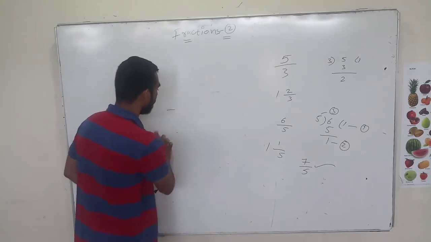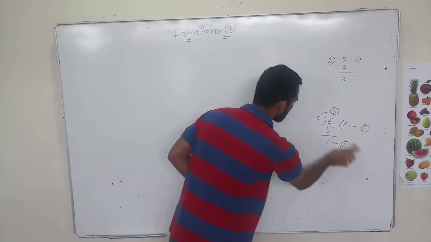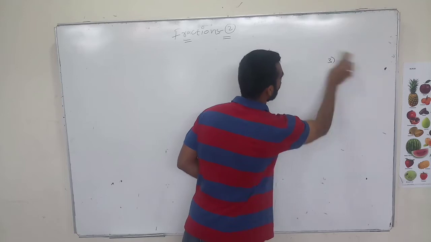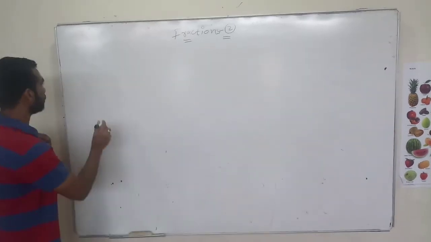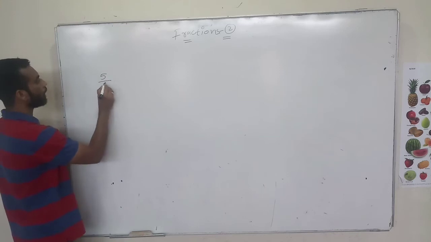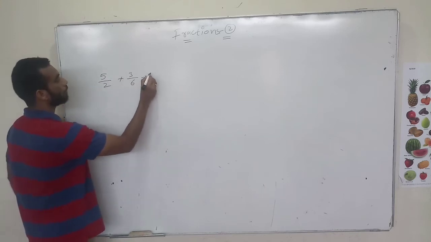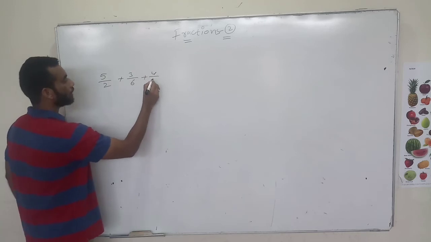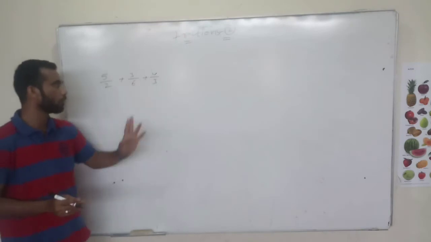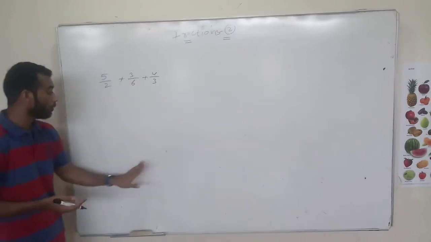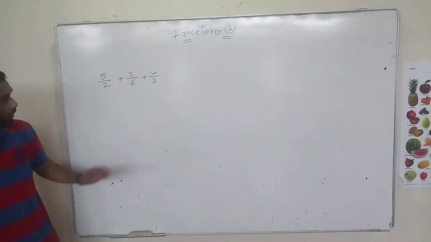Now we will see how to add and subtract fractions. Take 5 by 2 plus 3 by 6 plus 4 by 3. Most students don't know how to solve this one. Before going to this, we should know what like and unlike fractions are.